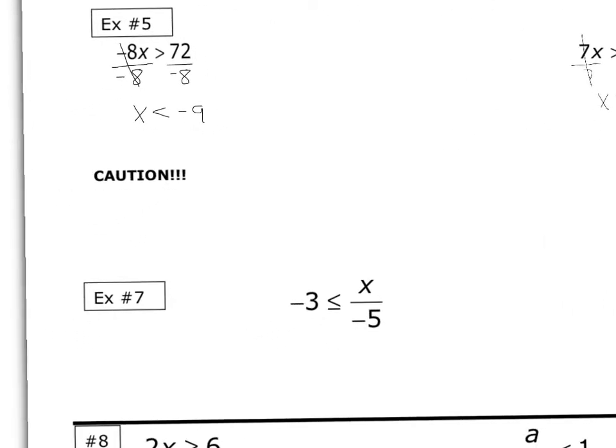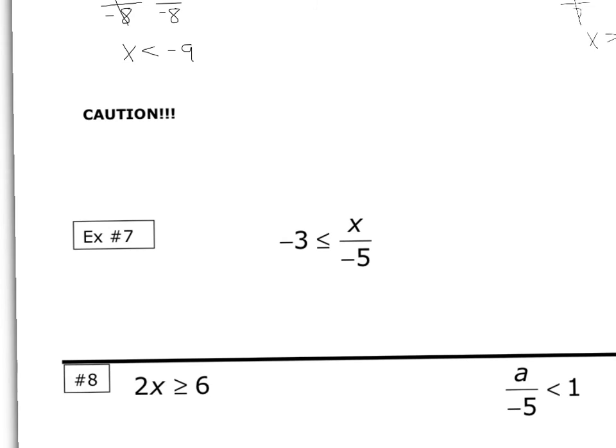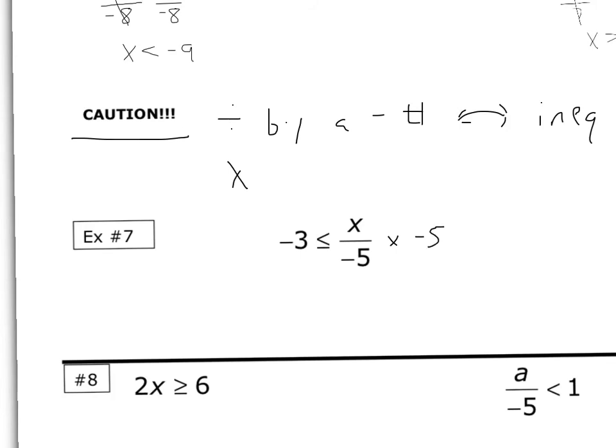Okay. So let's look at example number 7. And remember, if you divide by a negative number, you must flip your inequality. Okay, so if you divide by a negative number or multiply by a negative number, you must flip your inequality. Okay, so on number 7, you have x divided by negative 5, so we have to undo division with multiplication. So we're going to multiply each side by negative 5.